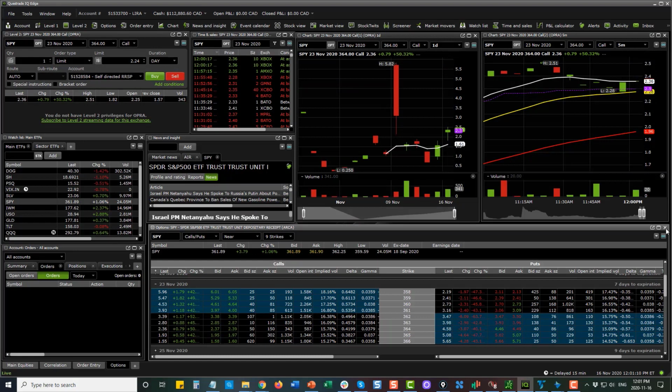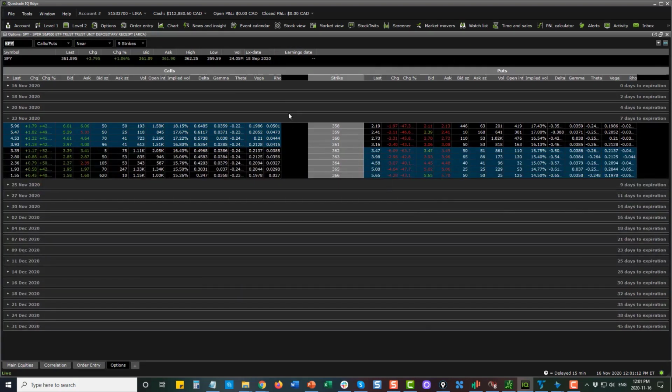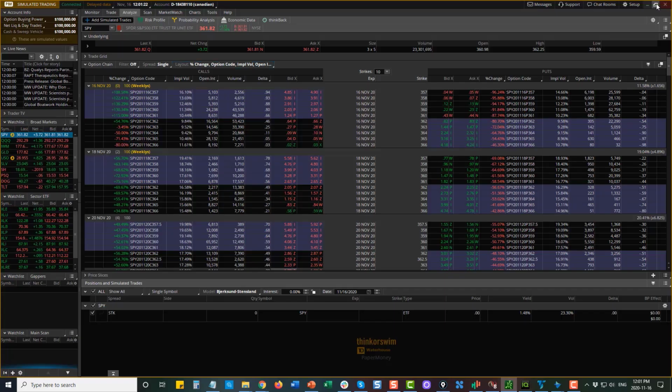Since there's several platforms for this example, I'll show you Questrade as well. Questrade, we've got several of the options. Right here, we got rho, vega, theta, gamma, delta. So all the Greeks are right here, and you can see them. And it's just really a part of the option chain. Really, that's what we're referring to.